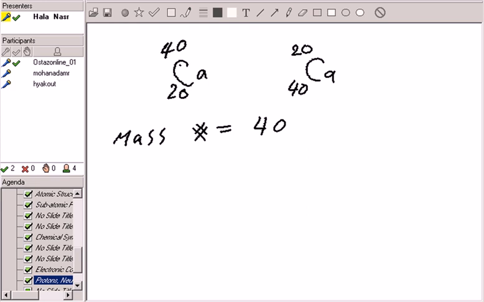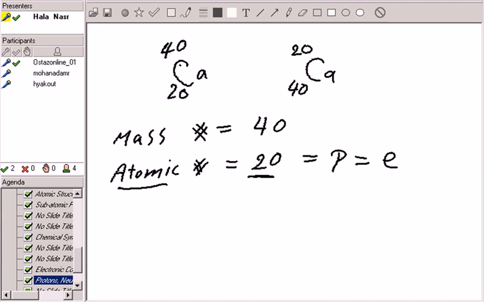Now, Ahmed, can you tell me what's the atomic number of calcium? Very good. It's the smaller number. It's 20. And it's equal to the number of protons. Very good. So it's also equal to the number of protons. And the number of protons in any neutral atom is equal to the number of electrons. So this 20 represents the atomic number, the proton number.